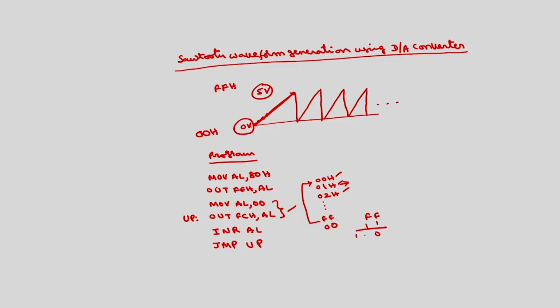So in AL we have FFH. If I add 1, after that AL will contain 00H. That is why here there is no loop, there is no comparison, I am just incrementing AL. I have taken 00H, so it will go up to FF. After that FF, this increment AL operation will make that FF to 00, and again that 00 will be transmitted. So like that you will get a sawtooth waveform. Suppose I want to generate a triangular waveform.